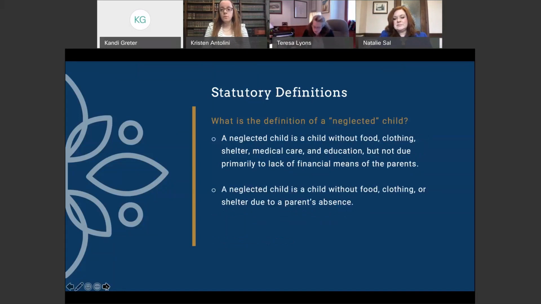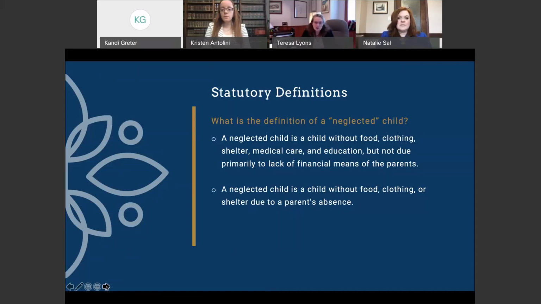Okay, and the next definition we want to talk about is the definition of a neglected child. It's helpful to remember that the vast majority of these cases involve neglect, not abuse. So it's important to remember what a neglected child is. It's a child who's without food, clothing, shelter, medical care, education, all those things that you need, but it's not due primarily to a lack of financial means of the parent.